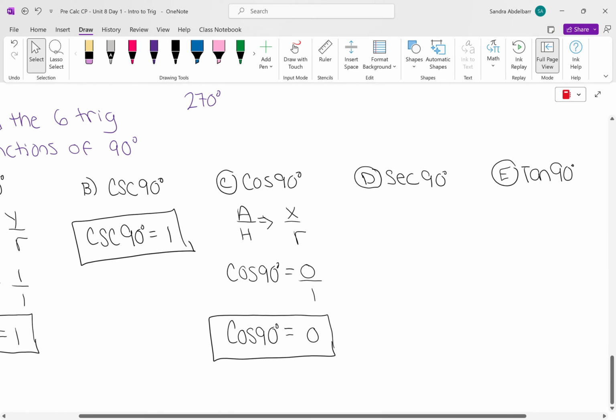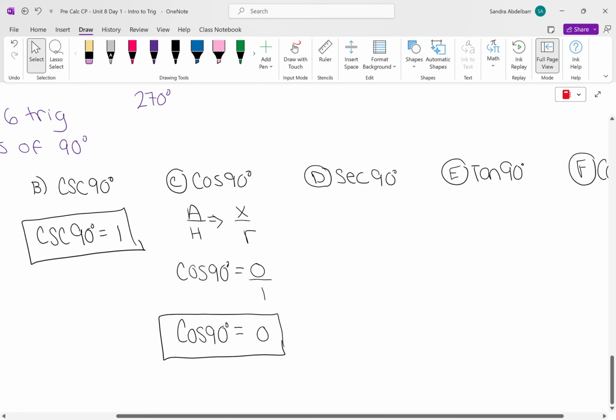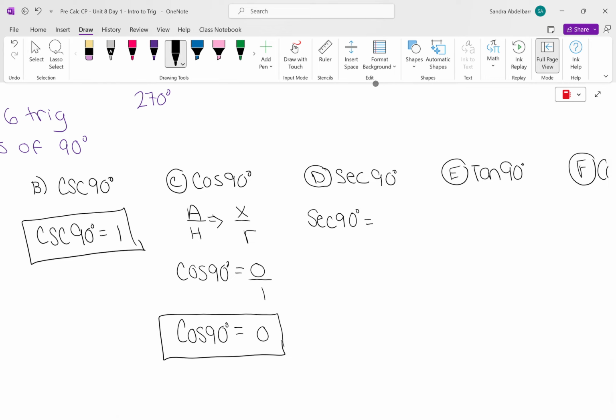All right, secant of 90. Isn't secant the reciprocal of cosine? So the secant of 90 is going to be 1 over 0. But are we ever allowed to have 0 in the denominator? No, so we're going to say this is undefined.